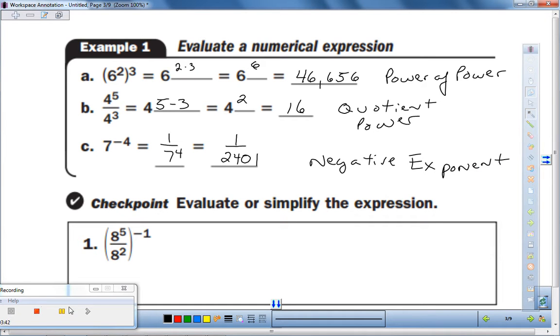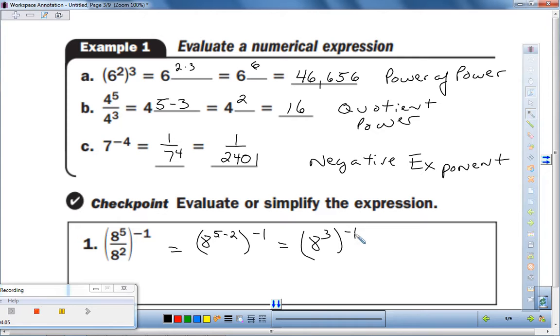Alright, now let's look at number 1. Hopefully you can work this out by yourself, but let's do inside parentheses first. So it's going to be 8 to the 5 minus 2. Okay, so you end up with 8 to the 3rd power. Okay, now here we did the quotient property, just like we did in part B.